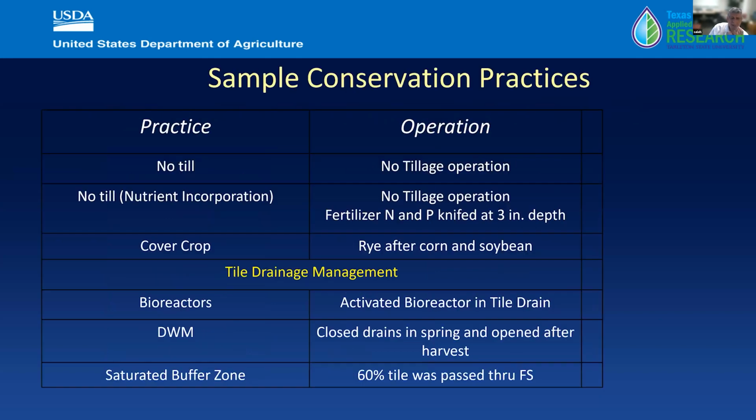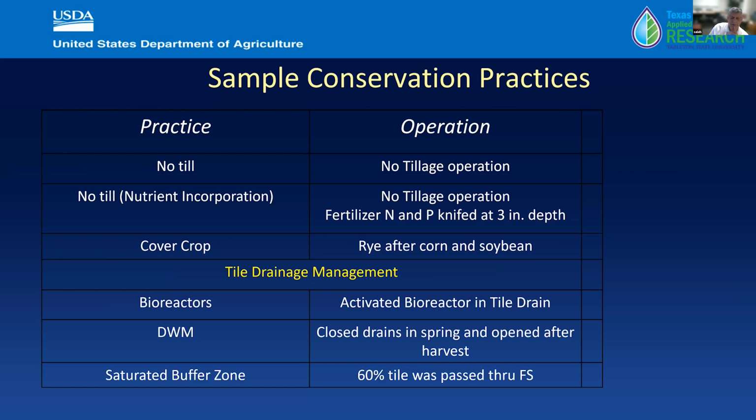The scenarios we're going to be doing: we're going to look at no-till for this farmer, what's going to happen. And then we also combine two scenarios for this farmer. No-till and nutrient incorporation, which means not surface application but incorporated, and then the cover crop. See what that does for this farmer.